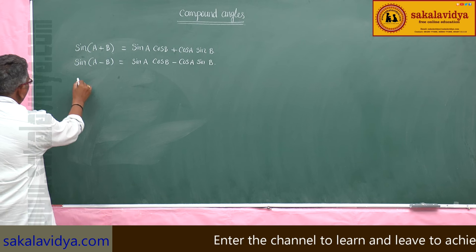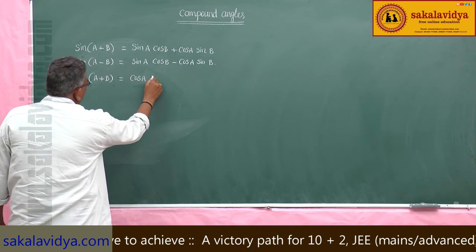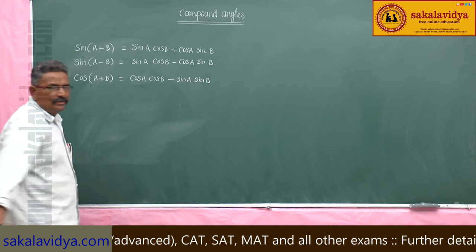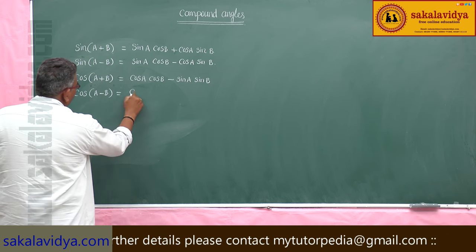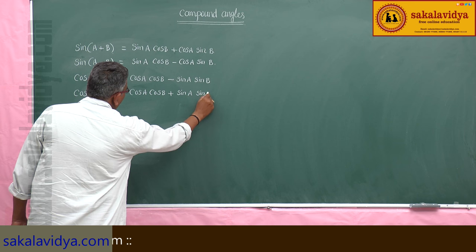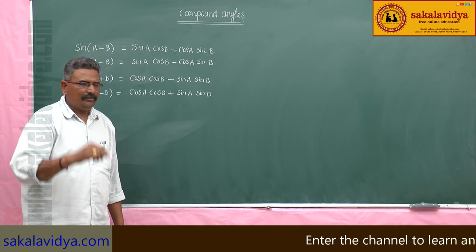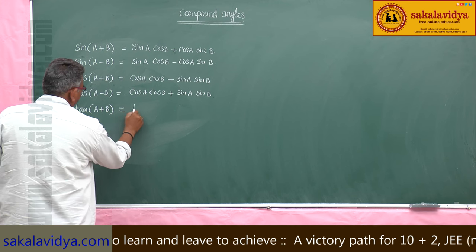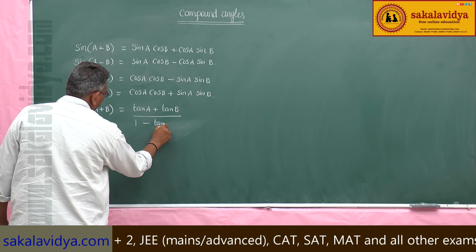Okay. Now, cos of A plus B. Cos of A plus B is equal to cos A cos B minus sin A sin B. Now, cos of A minus B. The value of cos of A minus B is equal to cos A cos B plus sin A sin B. Similarly, can we define tan of A plus B? Yes, we can define tan of A plus B also. Tan of A plus B equals tan A plus tan B by 1 minus tan A tan B.